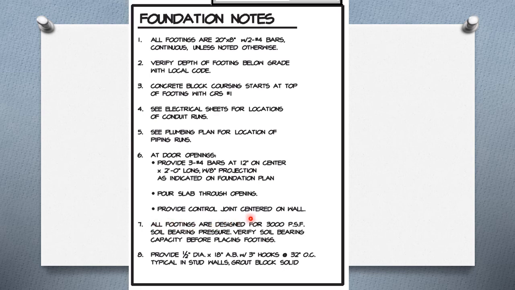All footings are designed for 3,000 pounds per square inch soil bearing pressure, but you need to verify soil bearing capacity before placing footings. We may not have the tourist attraction today that the Tower of Pisa is, had the contractors done this back in the 12th century.